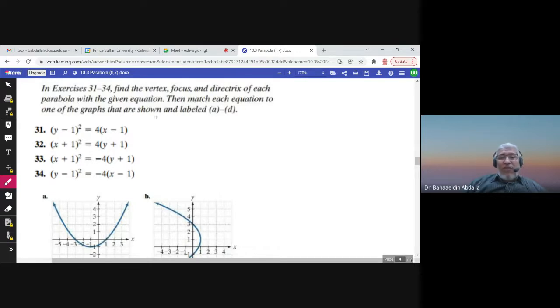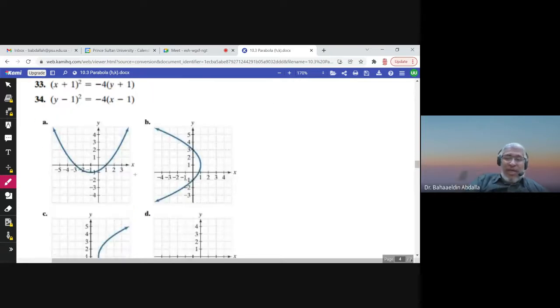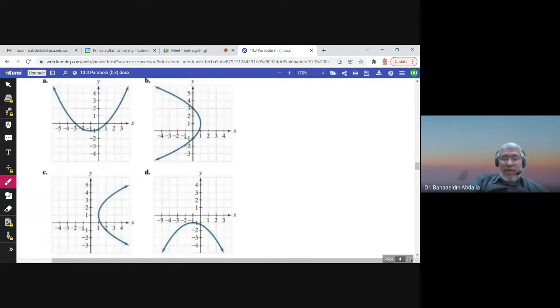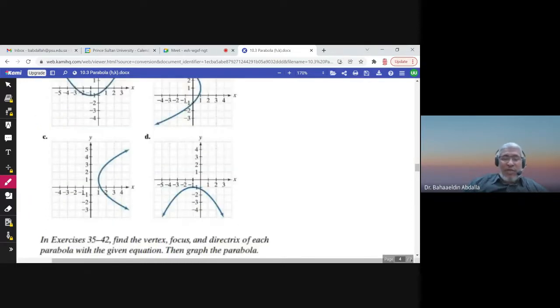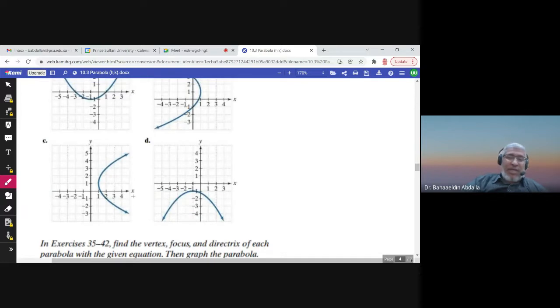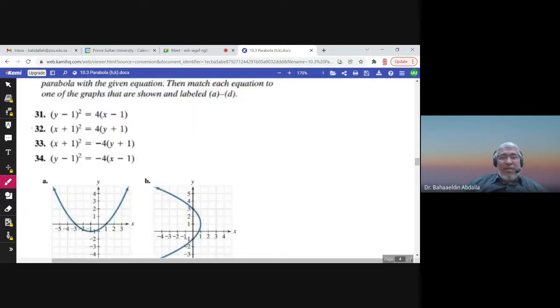Find the vertex, focus, and directrix of each parabola with the given equation, then match each equation to one of the graphs. I think I can match before doing anything because here y minus 1 squared, the graph opens right or left. This is positive, so the graph opens to the right. The only graph opening to the right here is C. So in fact, C is the graph of 31.